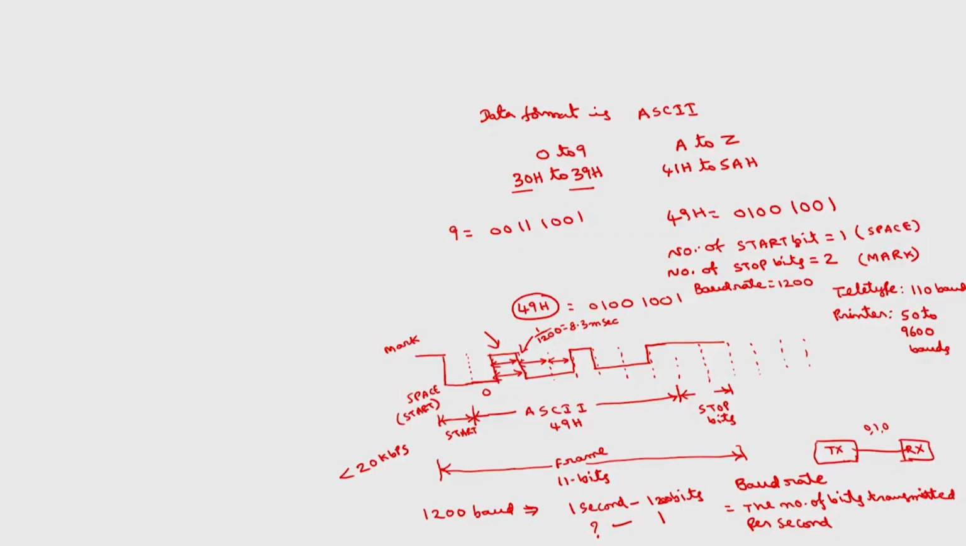We can classify serial communication based on the data type as well as the direction of the data. Based on that, we have simplex and duplex operations, which we will discuss in the next lecture.